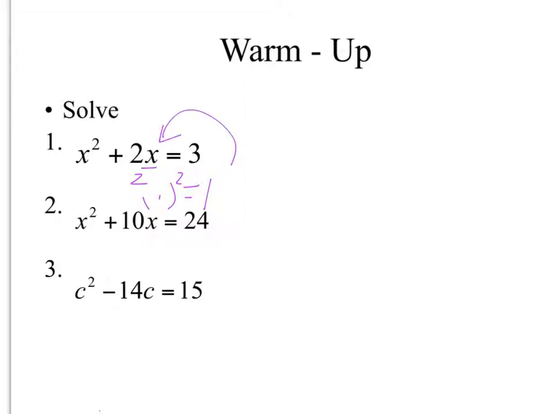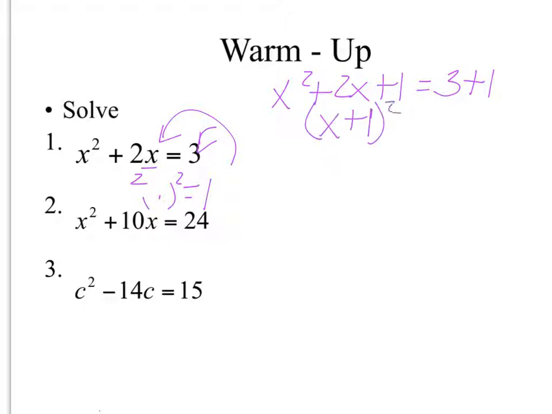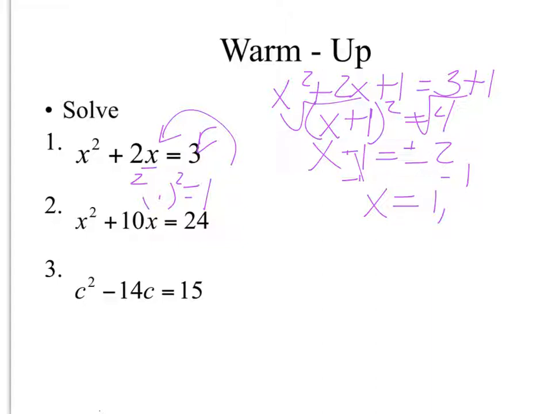I'm going to add 1 to each side of the problem. So x squared plus 2x plus 1 equals 3 plus 1. My binomial breaks down into x plus 1 squared equaling 4. Square root each side. X plus 1 equals positive negative 2. Subtract 1 from each side. And x will equal 2 minus 1 is 1. Negative 2 minus 1 is negative 3.